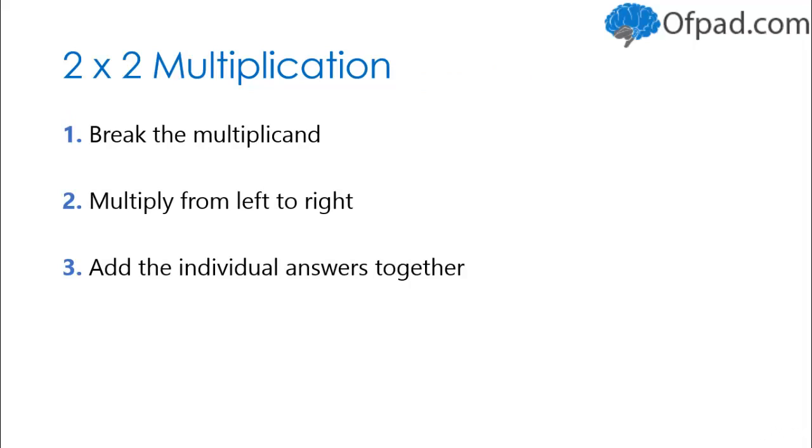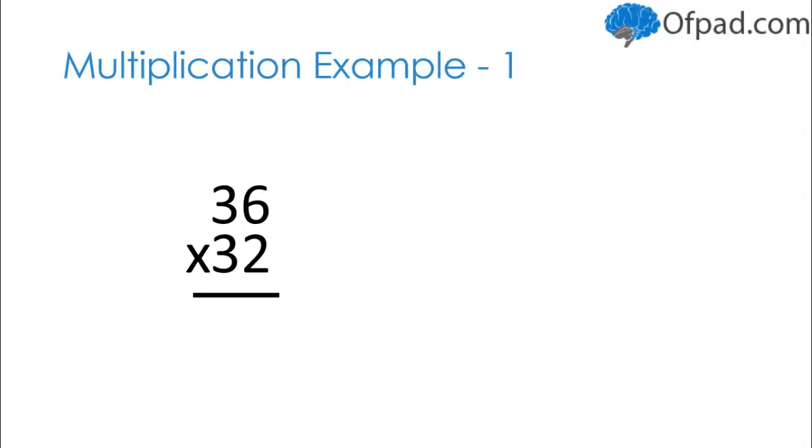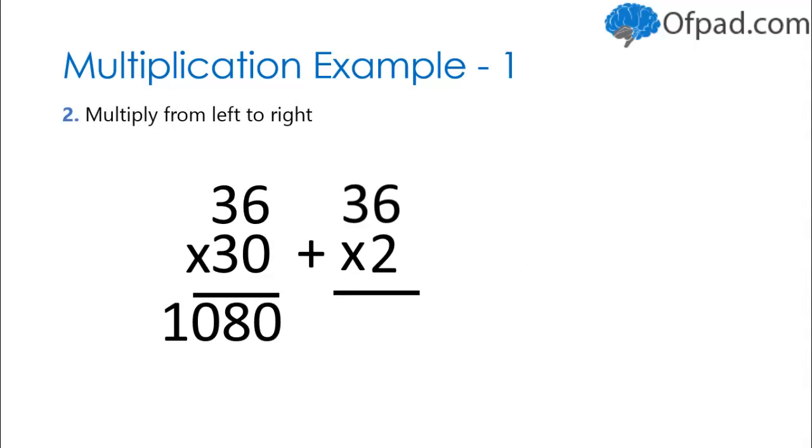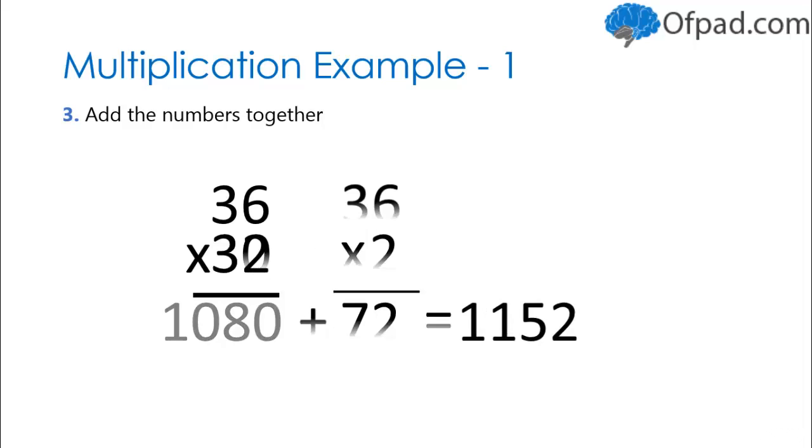To multiply with a 2-digit multiplier, break the multiplicand. Multiply from left to right, add the individual answers together. So let us multiply 36 by 32. Break the multiplicand. 32 is broken down as 30 plus 2. Multiply from left to right. 36 into 30 gives 1080. 36 into 2 gives 72. Add the individual answers together. So 1080 plus 72 gives 1152.